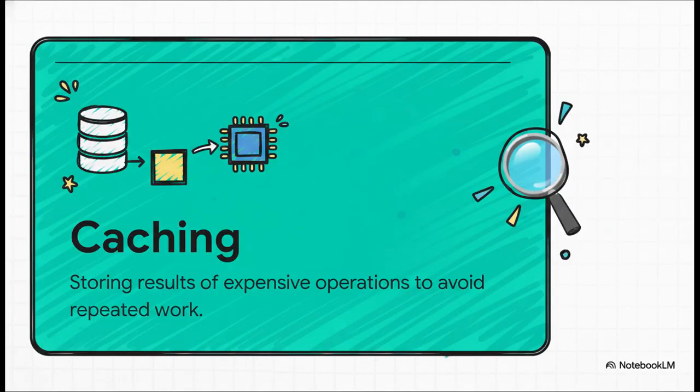First up, caching. The principle here is so simple. Just avoid work you've already done. You can imagine a busy bartender, right? Instead of slicing a new lemon for every single drink, they slice a whole bunch at the start of their shift. That's caching in a nutshell. You do an expensive thing once, and you save the result for next time.